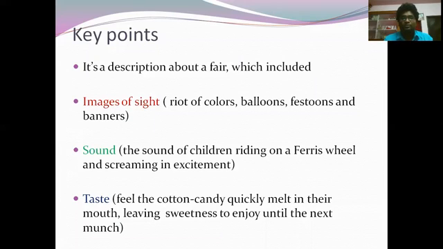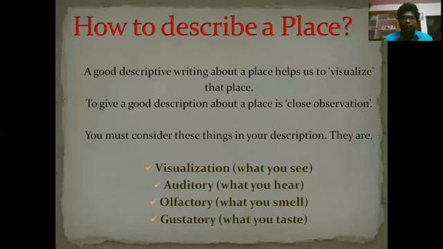Let's see what the key points are here. At first, images of sight, what you have seen, visualization: a riot of colors, balloons, festoons and banners. That is what we experienced. And second, we happened to hear sounds: the sound of children riding on Ferris wheels and screaming in excitement, in the first lines of that paragraph. And taste, gustatory: feel the cotton candy. They are talking about the cotton candy in the paragraph. So these are the main points that we covered in this description of a place. We should be in a position to remember these 4 points when we are discussing.